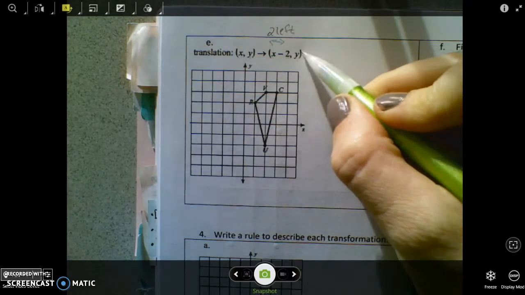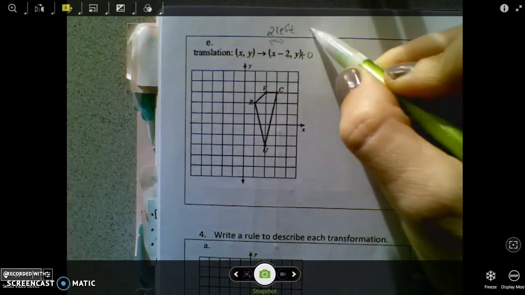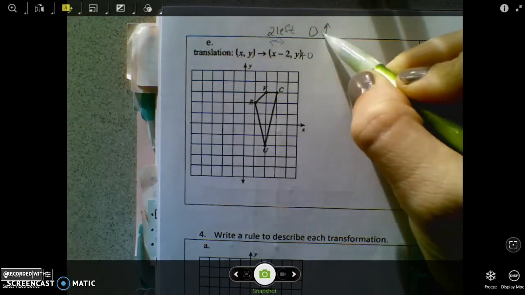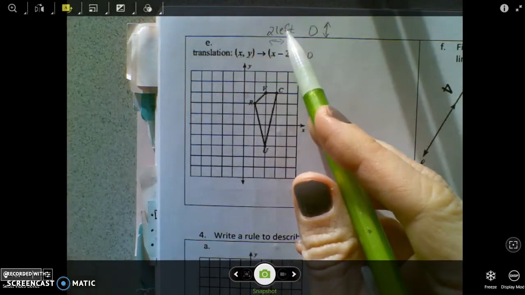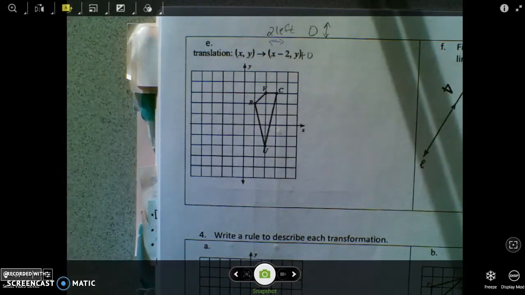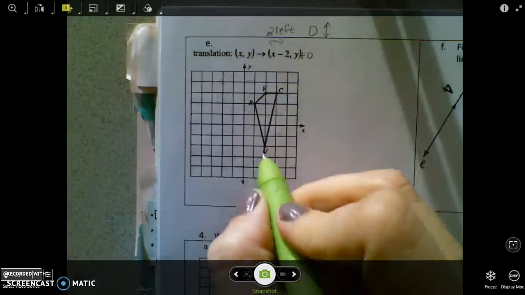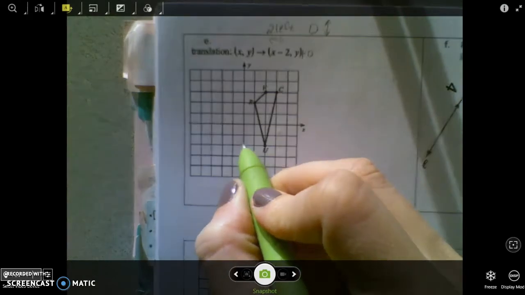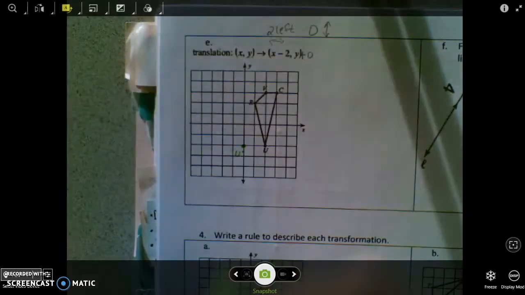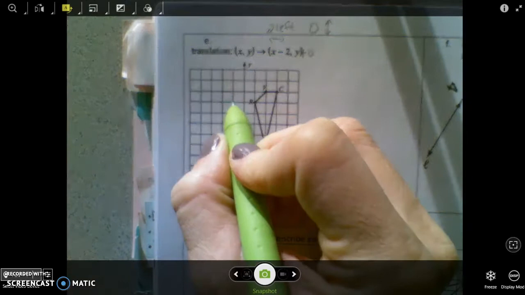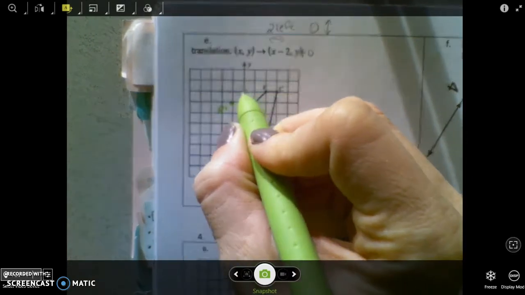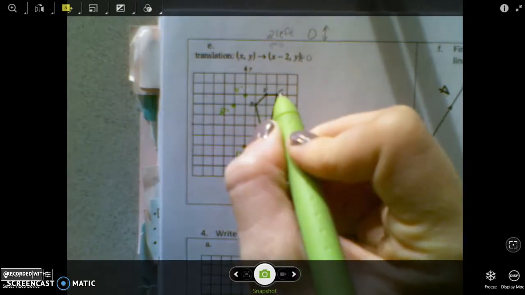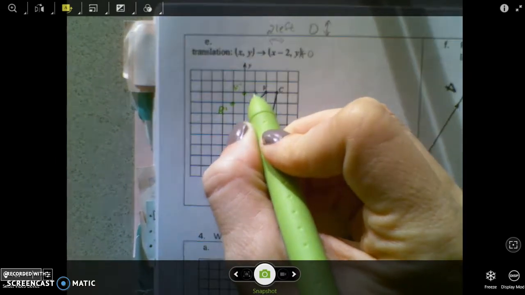You could think of it as y plus 0 if you want to, but that just means you're not going to go up, you are not going to go down. This thing will stay exactly where it is, other than being shifted left 2. I'm going to use another color just to make sure this doesn't get confusing. So I'm going to take point U, shift it left 2. There's U prime. Take point R, shift it left 2. There's R prime. Point V goes left 2. There's V prime. Point C, left 2. There's C prime.